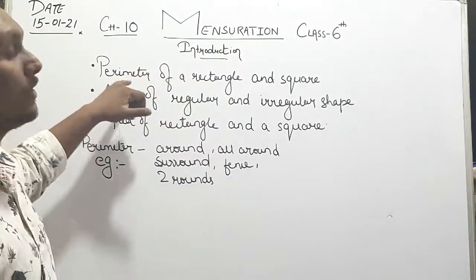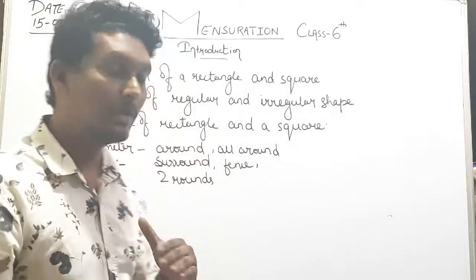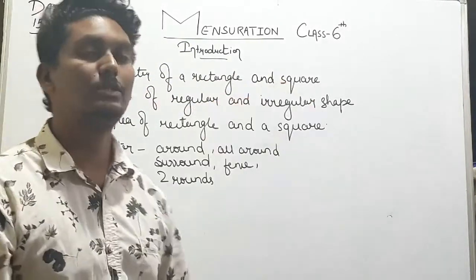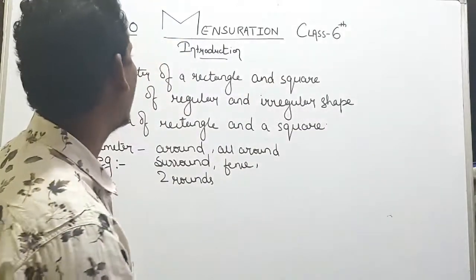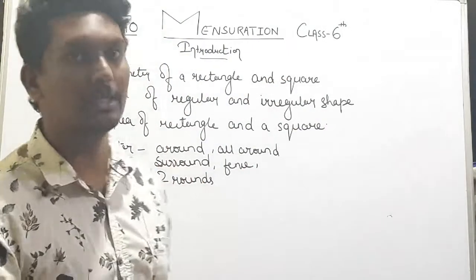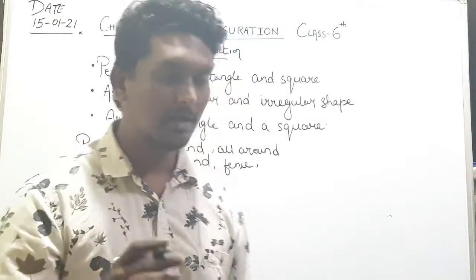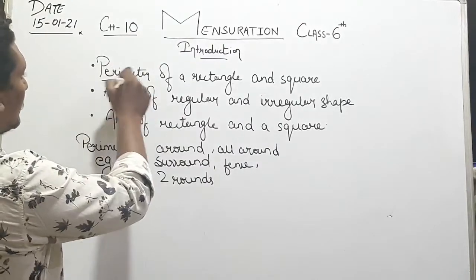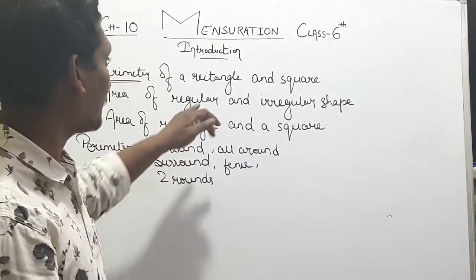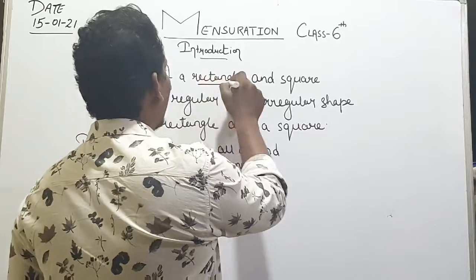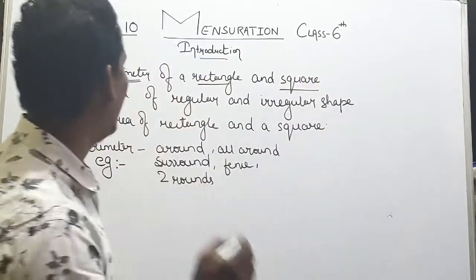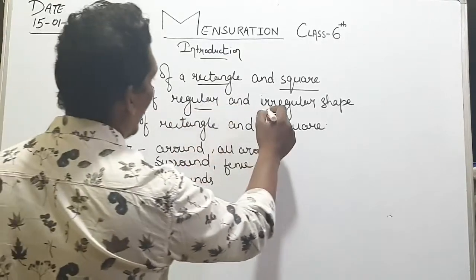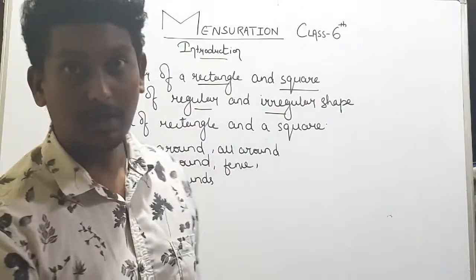So the first topic is about perimeter of rectangle and square. In this chapter there are certain formulas that you have to keep in your mind while solving the questions. So the first topic is perimeter, and we have to cover perimeter of rectangle and square. The next topic is area of regular and irregular shapes.